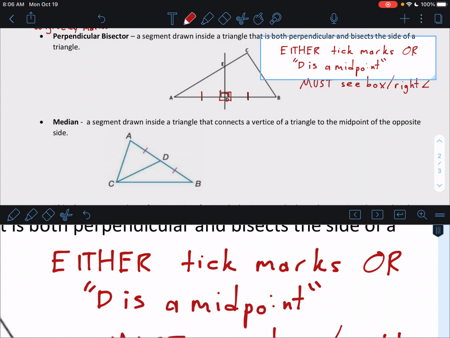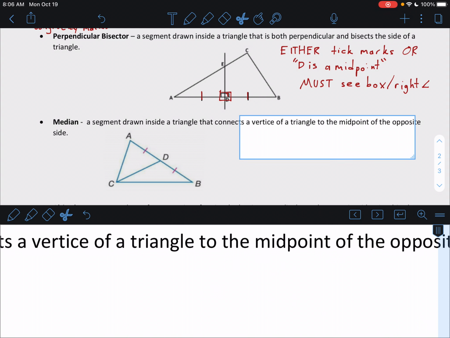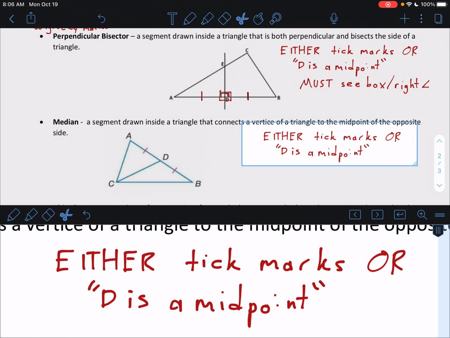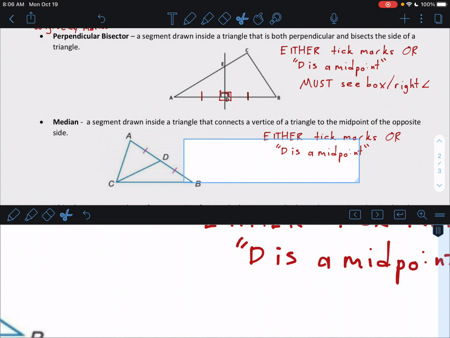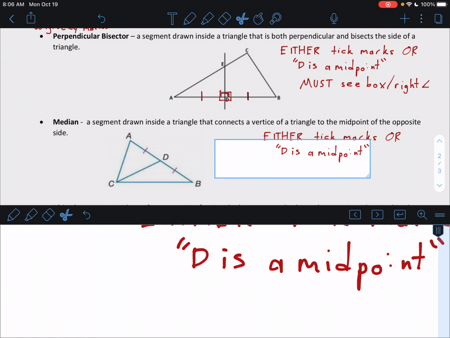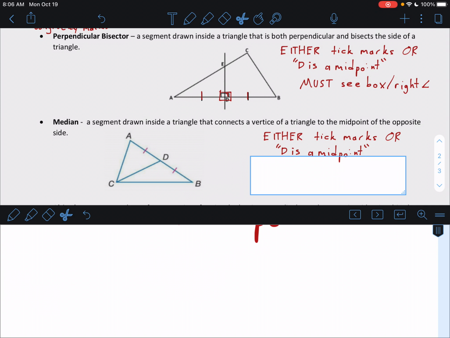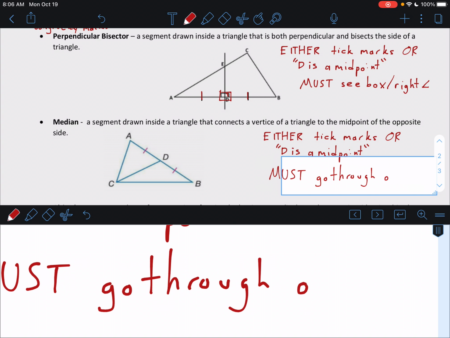So we have to see the same stuff here. So I'm going to copy this. We need to see either tick marks or it's going to say D is a midpoint to identify that, hey, this is splitting it in half. But with this one, well, on the last one, it had to be a right angle. On this one, it must go through the opposite vertex.